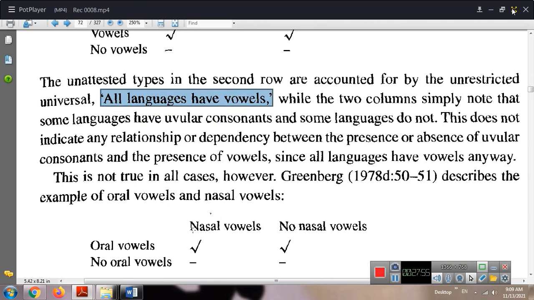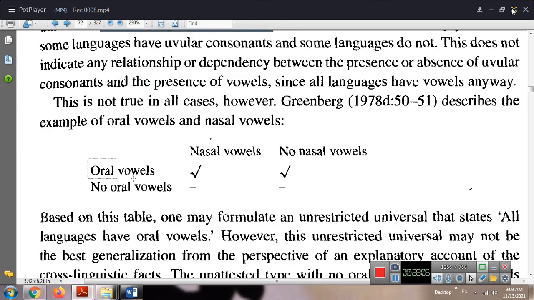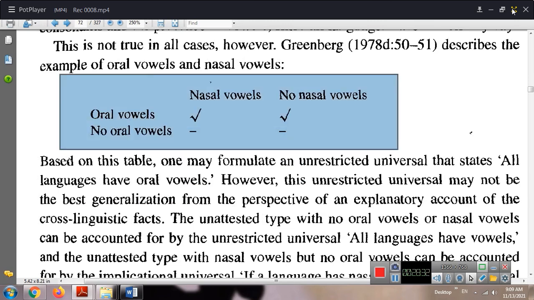However, Greenberg in 1978 described the example of oral vowels and nasal vowels. Based on that, oral vowels exist in languages with nasal vowels, and no nasal vowel exists in a language which has no oral vowel. But we don't have languages with no oral vowels. All of the languages have oral vowels. Therefore, this is minus. Based on this table, one may formulate an unrestricted universal stated as: all languages have oral vowels. It is another type of unrestricted universal.